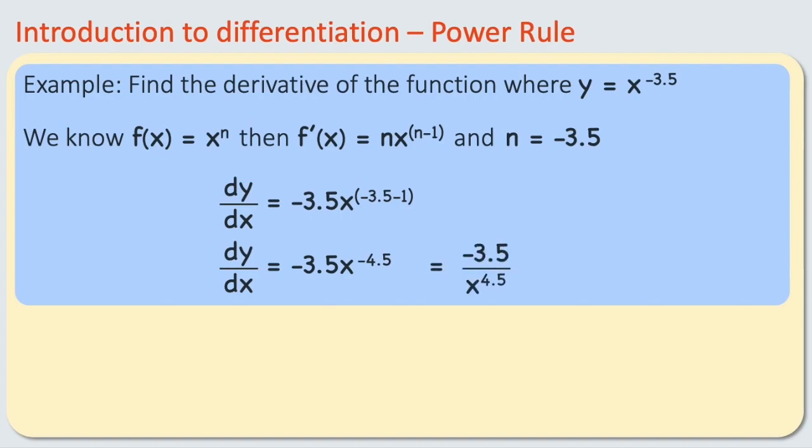This can also be written as minus 3.5 divided by x raised to the power of 4.5.